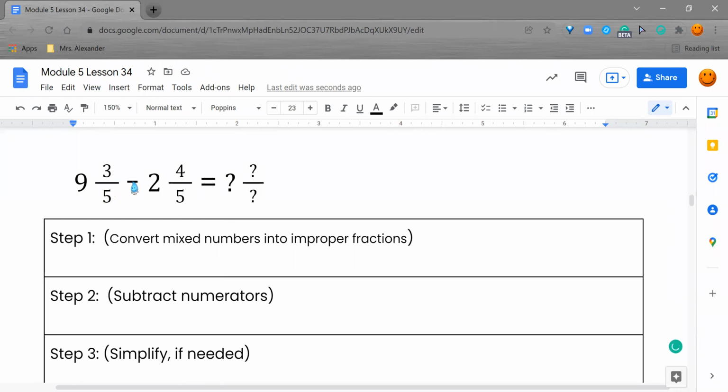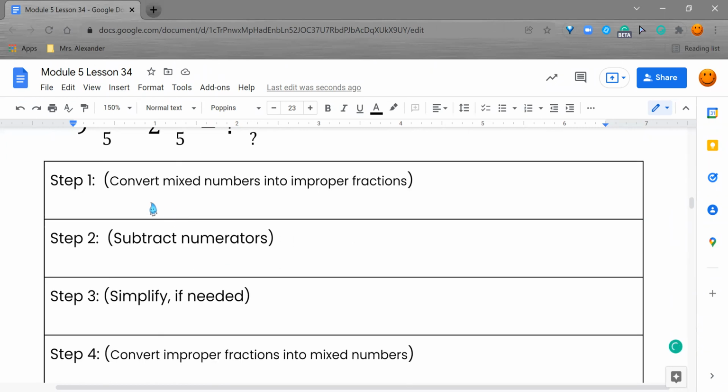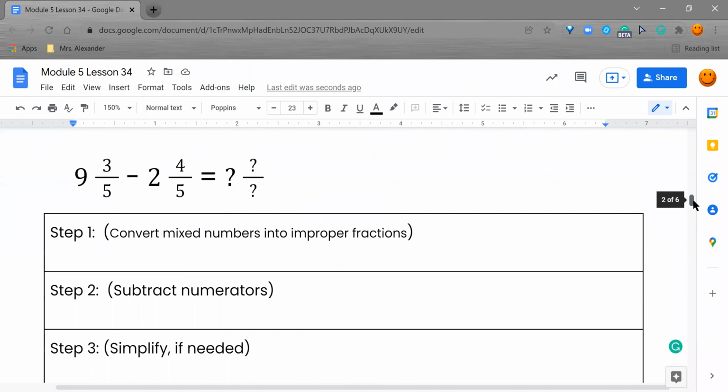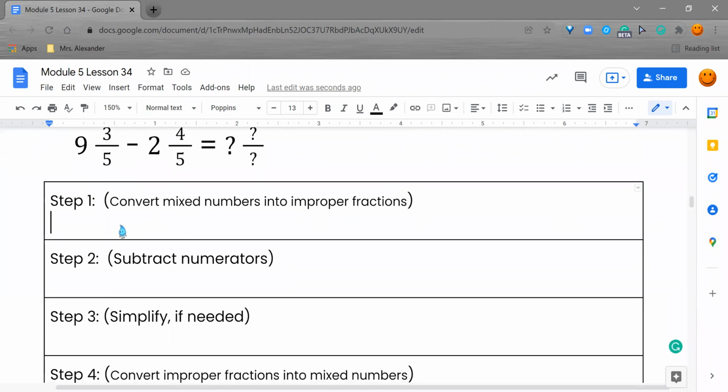We have 9 and 3/5 minus 2 and 4/5. Oh, let's fix it. There we go. So I'm going to quick do my converting. So I have 5 times 9 plus 3, which equals, so 9 times 5 is 45. And we're going to add 3, which equals 48. And I put that over my denominator, which is 5.